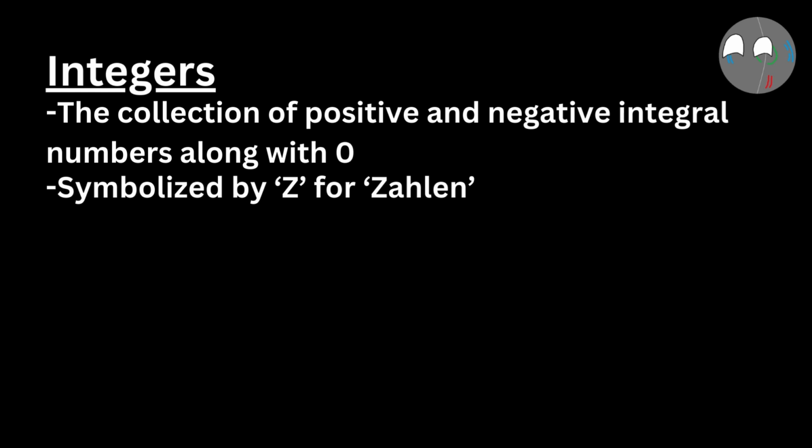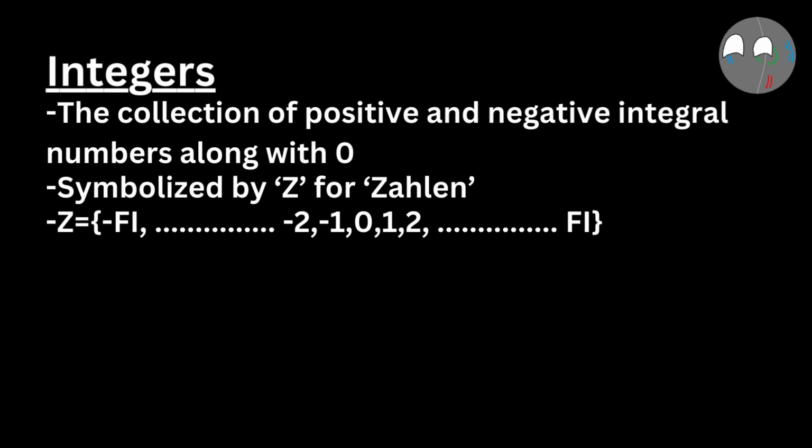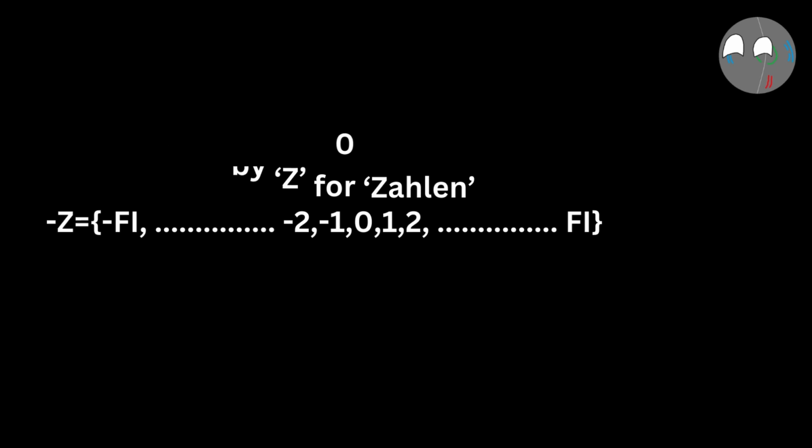So Z is equal to minus finite infinity until plus finite infinity, with every number in the middle having an integral value, a full whole value, no decimals included. So next are rational numbers.